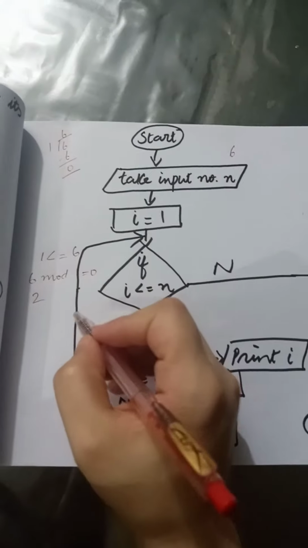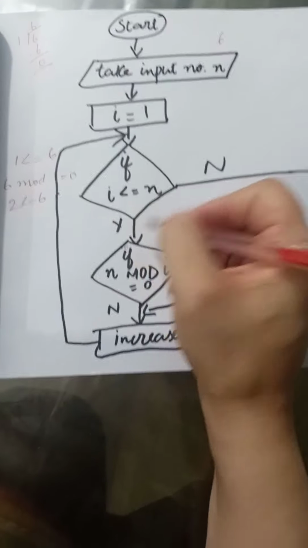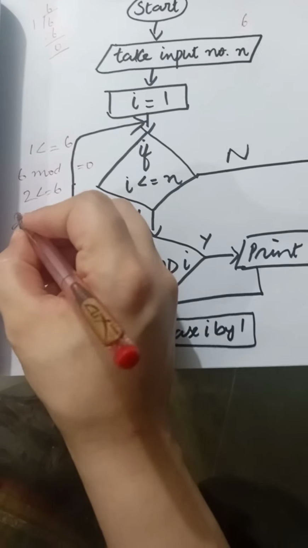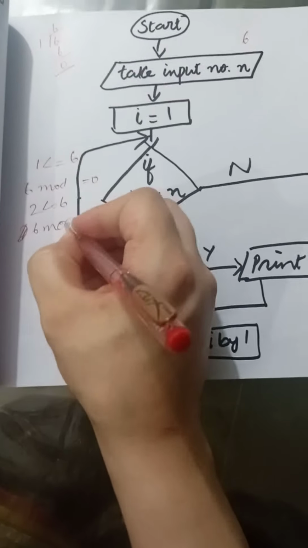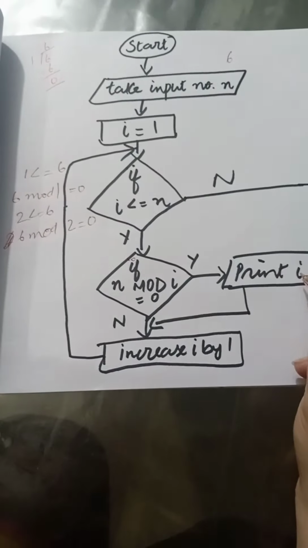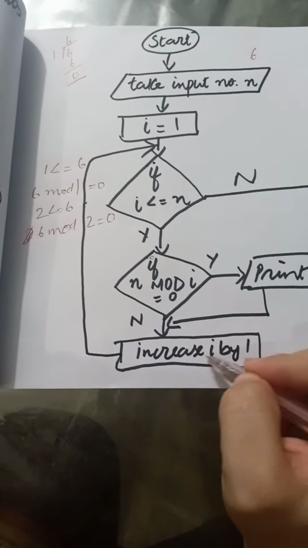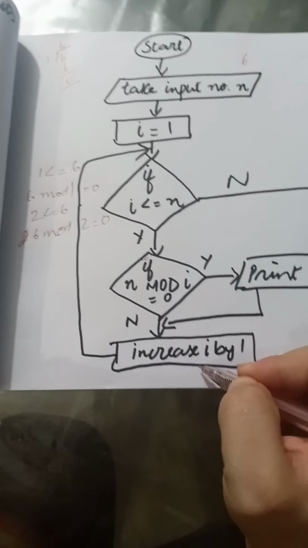Oh sorry, I have forgotten to make the flow go back again. As the value of I becomes 2, it will again check the condition. 2 is less than or equal to 6. Yes. Now take mod of 6 with 2. It also comes out to 0. Just print 2. Now control will move towards the increment block and the value of I will become 3.